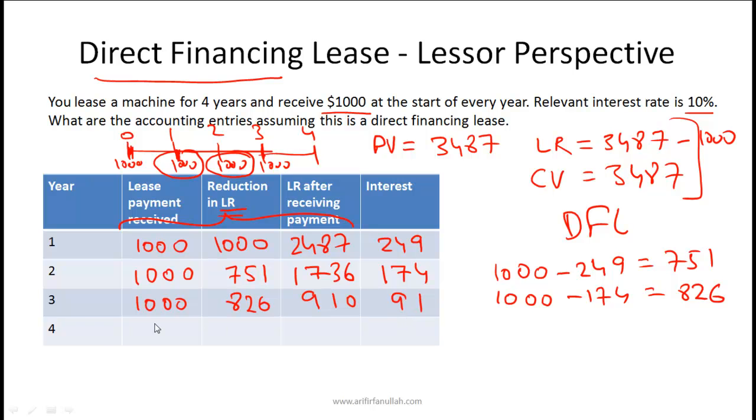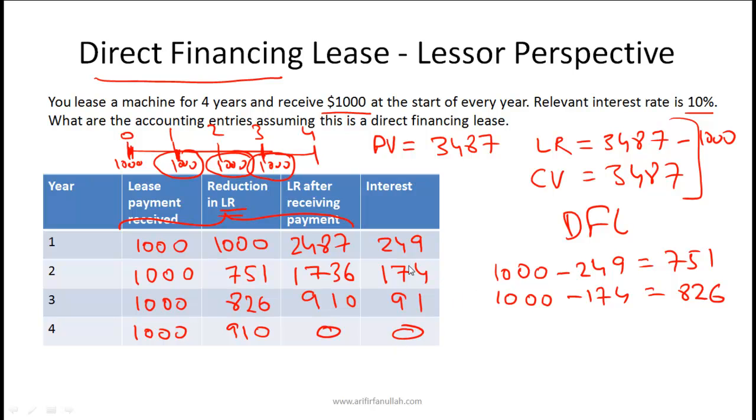And then again, at the beginning of the fourth year, we again receive 1,000. So now this refers to the payment received at the beginning of the fourth year. The reduction in lease receivable is now approximately 910, and our lease receivable after getting this payment is zero, and the interest that we book as revenue in the fourth year is zero.